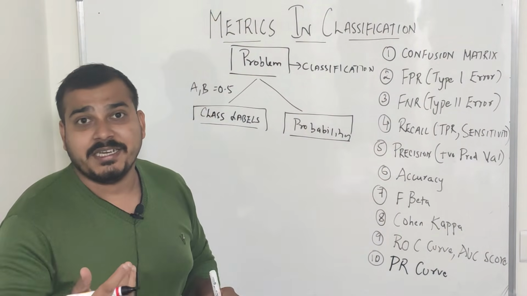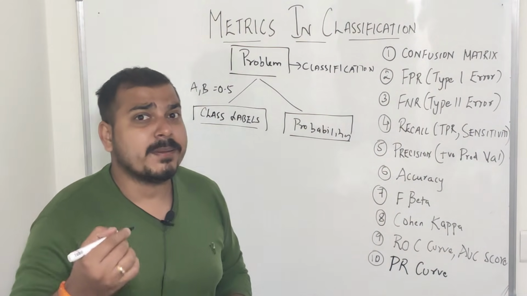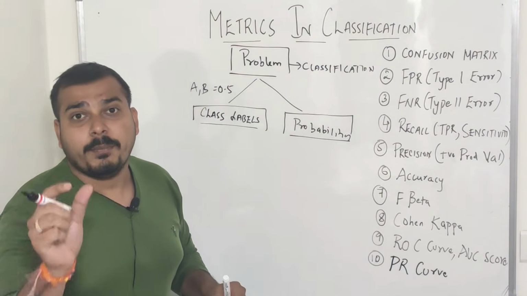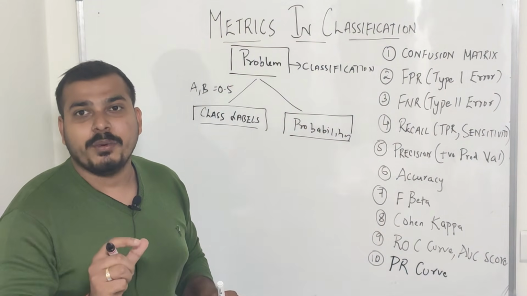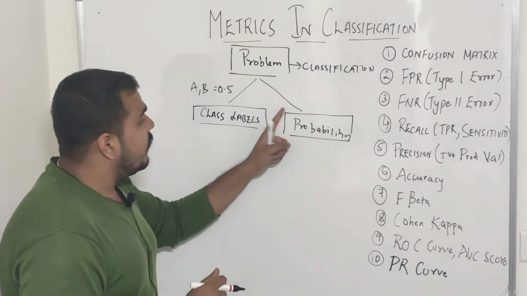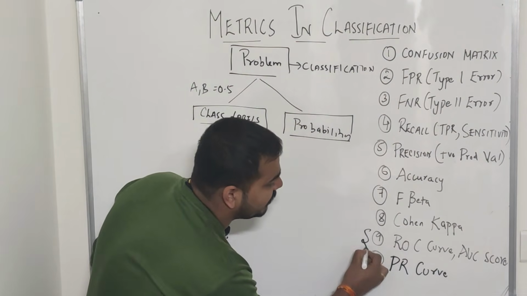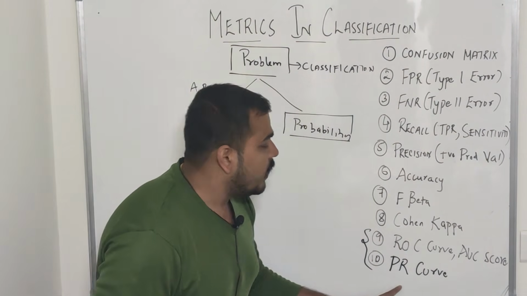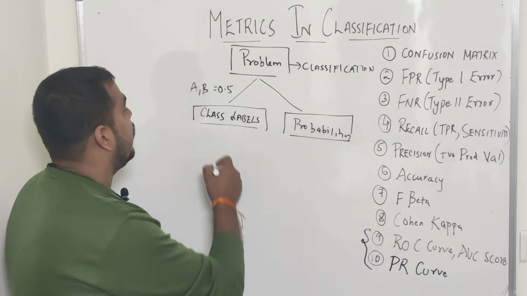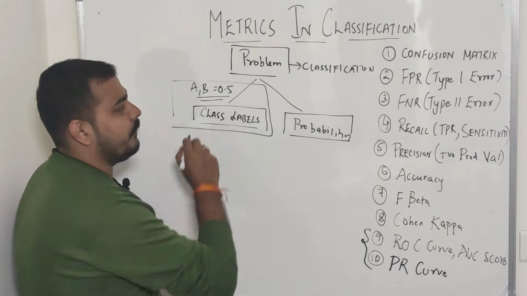In some sectors like healthcare, this threshold value may decrease. Suppose you are deciding whether a person has cancer or not. At that time this threshold value should be chosen in a proper way. If it is not chosen properly, the person who has cancer will be missed out, right? So in probabilities we will be discussing the ROC curve, AUC score and PR curve, which we'll cover in part 2. In part 1 we'll be focusing more on class labels, where our default probability threshold is 0.5.